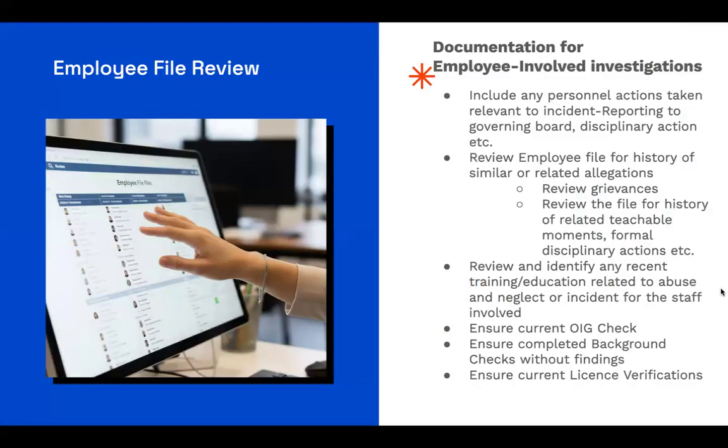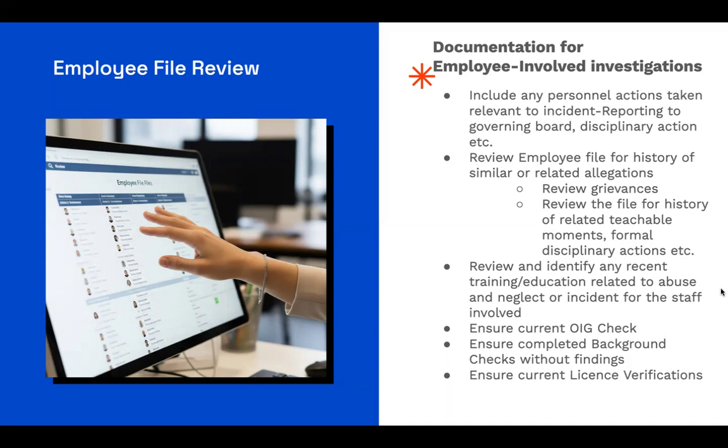With employee file review, any employee that's involved in an abuse investigation, you are going to want to look at any personnel actions taken relevant to the incident. So whether we did education, whether we reported them to the governing board, whether we did in-house disciplinary action, that's all relevant. You don't necessarily have to put their exact information in. You can keep that in the employee file, but you're going to want to potentially reference that in your investigative file. You will also want to review the employee file for history of similar or related allegations.